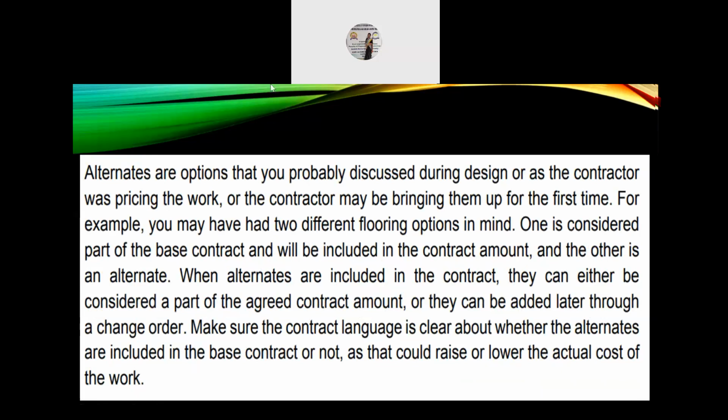Alternates are options that you probably discussed during the design or as the contractor is pricing the work, or the contractor may be bringing them up for the first time. For example, we may have had two different flooring options in mind. One is considered part of the base contract and will be included in the contract amount, and the other is an alternate. When alternates are included in the contract, they can either be considered a part of the agreed contract amount or they can be added later through a change order. Make sure the contract language is clear about whether the alternates are included in the base contract or not, as that could raise or lower the actual cost of the work.